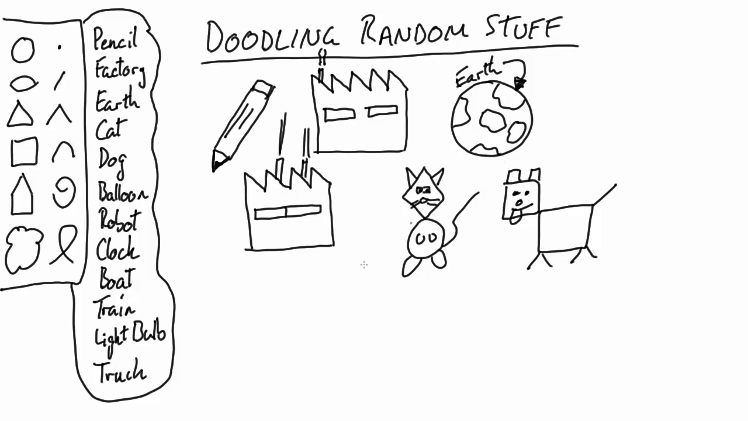Okay, now a balloon. A balloon, we can go kind of like oval, and then a triangle, and then, yeah, little string hanging off the balloon. You can add a few lines like this in order to give the balloon a little bit of three-dimensional shape. So we've done balloon, dog, cat, earth, factory, pencil.